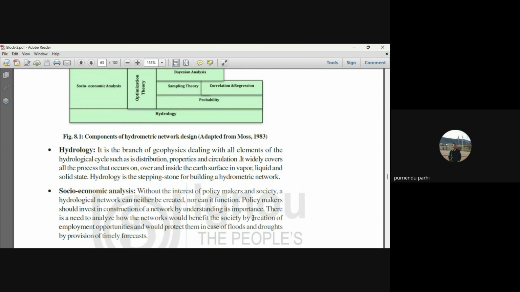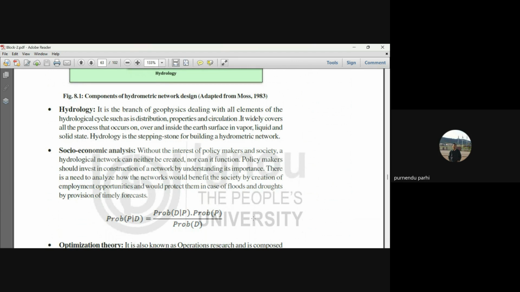Hydrology. It is the branch of geophysics dealing with all elements of the hydrological cycle, such as distribution, property, and circulation. It widely covers all the processes that occur on, over, and inside the earth's surface in vapor, liquid, and solid state. Hydrology is the stepping stone for building a hydrometric network and socio-economic analysis.